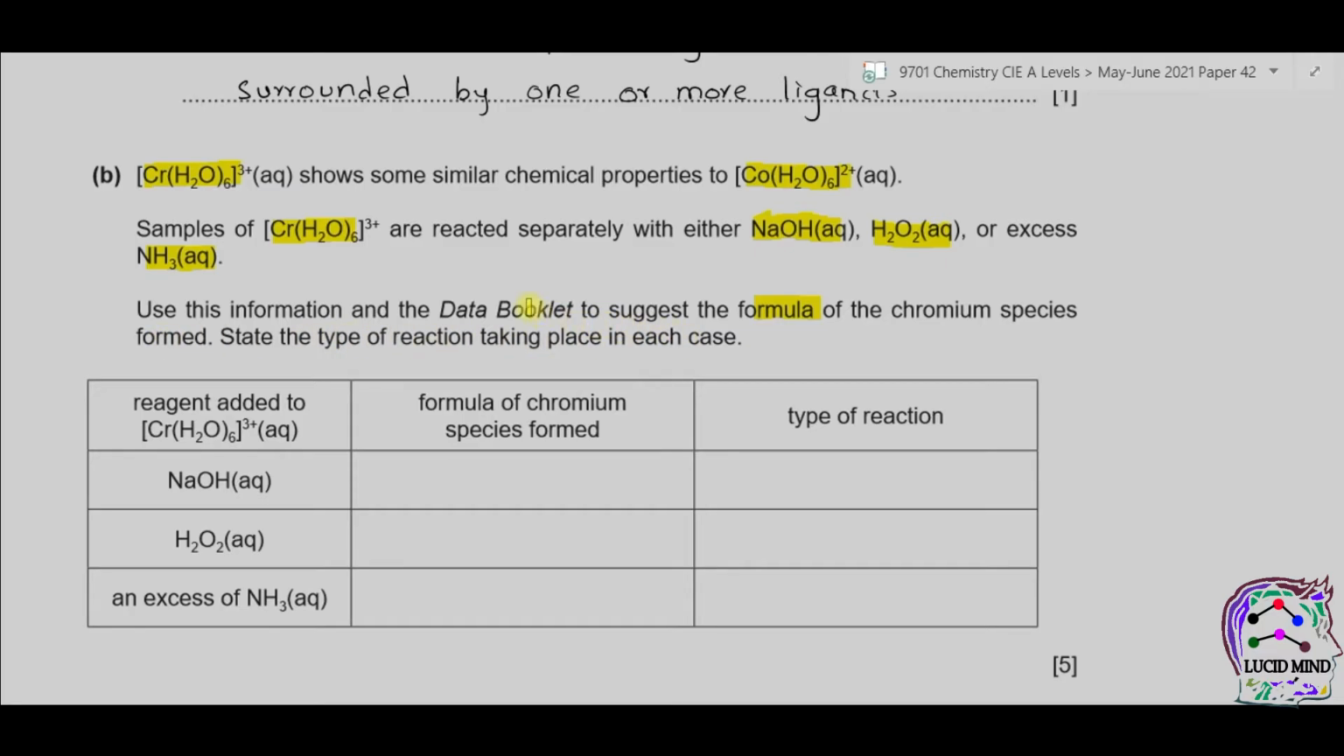Now we can see that the reactions are similar to cobalt H2O6, so we have to write similar products as was the case with cobalt H2O6. Now with sodium hydroxide, cobalt H2O6 formed cobalt hydroxide in a precipitation reaction. So similarly, this will also form chromium hydroxide. And this will be a precipitate. Type of reaction is precipitation.